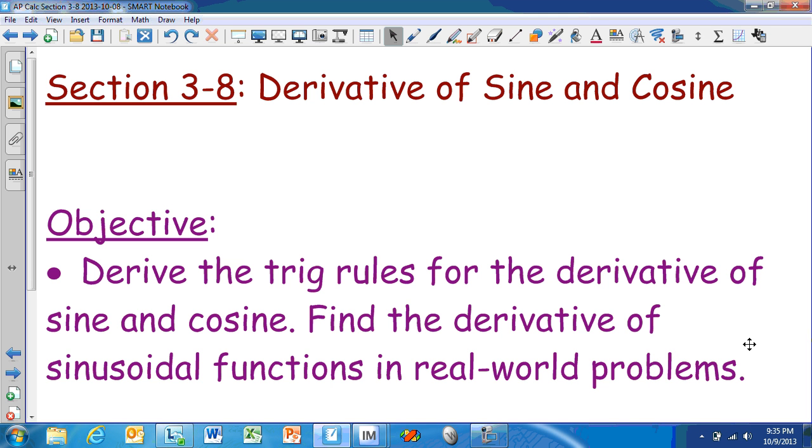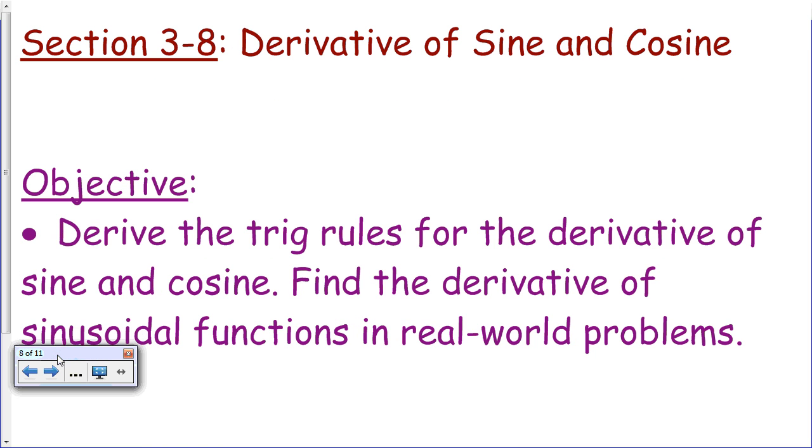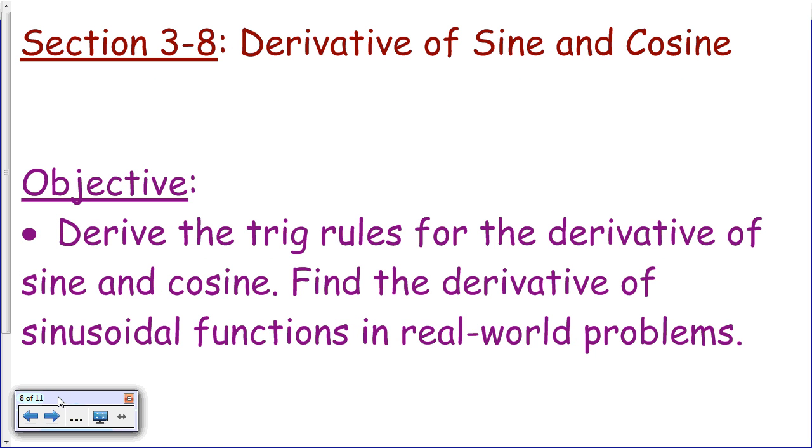Right, section 3-8 is on the derivative of sine and cosine, and as you may recall, the objective of this section was to derive the trig rules for the derivative of sine and cosine, which for the most part we've covered. There was one little part there that we skipped over, and that was the limit as x goes to 0 of sine of x over x.